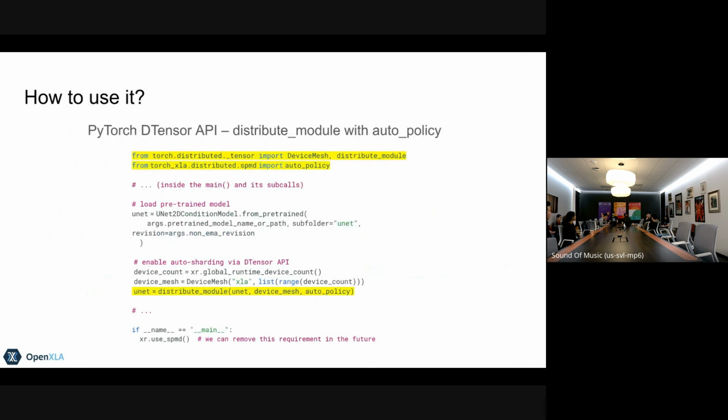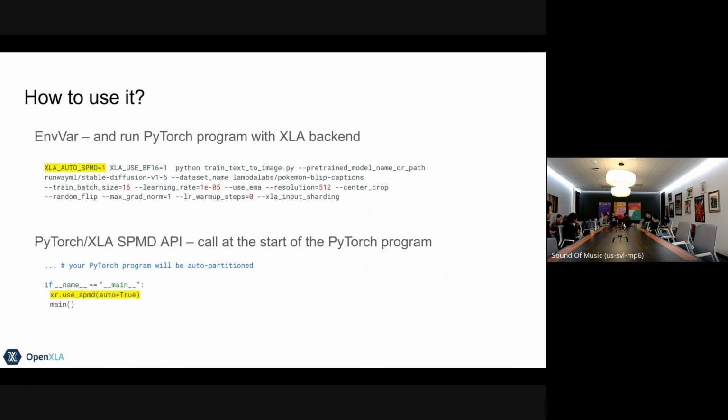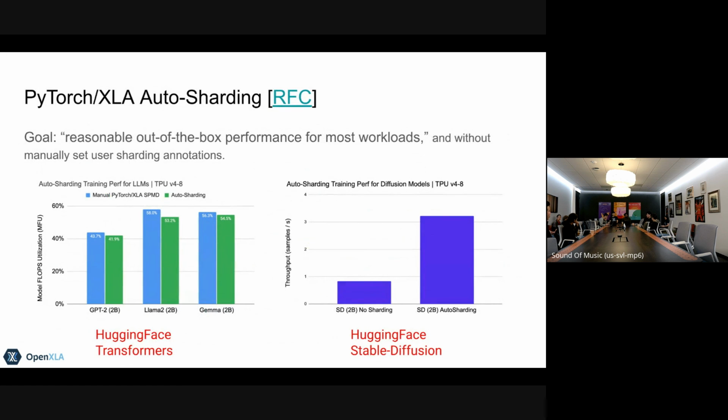What is the main target for hardware for this auto sharding? Is that like you already have it for GPU or TPU or? Yeah.